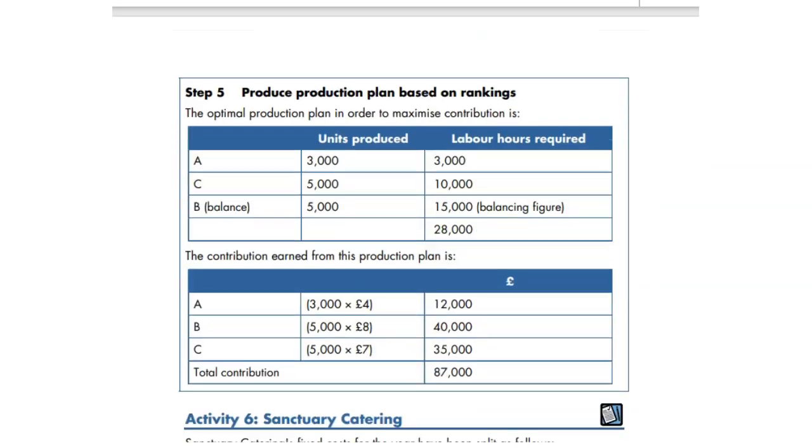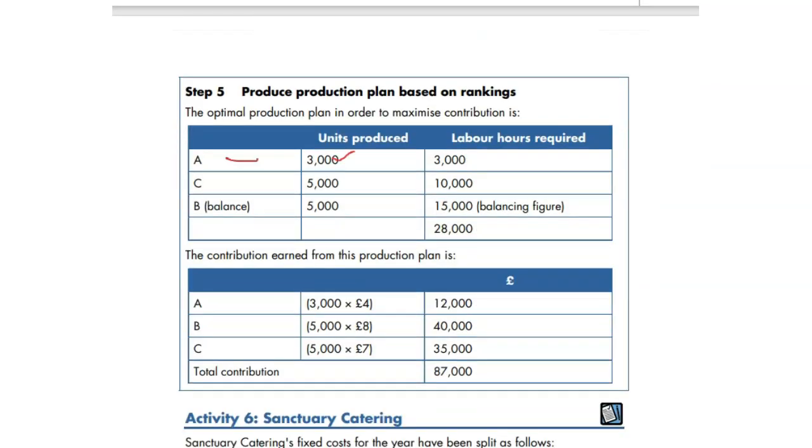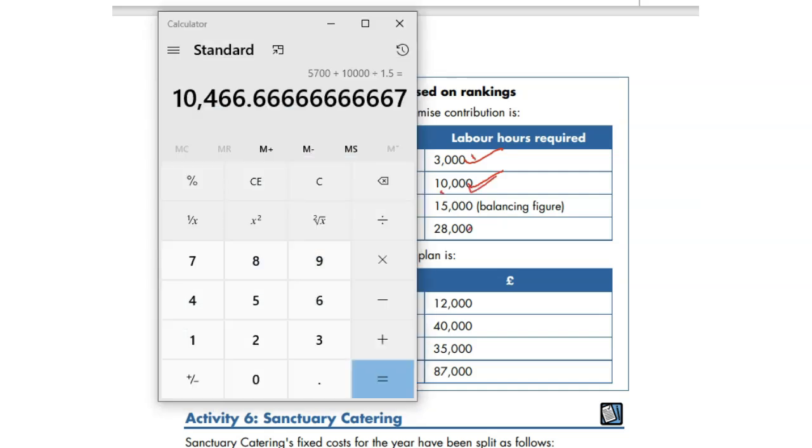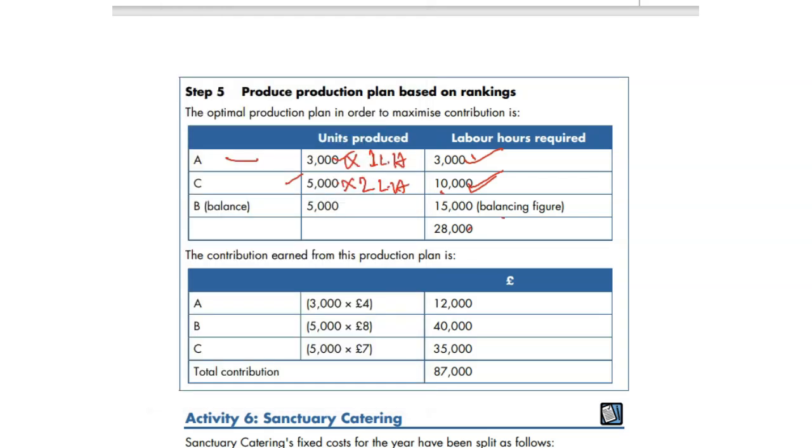Let's do it then. A, demand is 3,000, and to produce each unit of A, we need 1 labor hour. So total 3,000 labor hours we're going to use. C, 5,000 is the demand, and to produce each unit of C, 2 labor hours are needed, so 10,000 labor hours should be used. So 10 and 3, 13,000 already used from 28,000. 28,000 minus 13,000 is 15,000 left. This is the balancing figure.